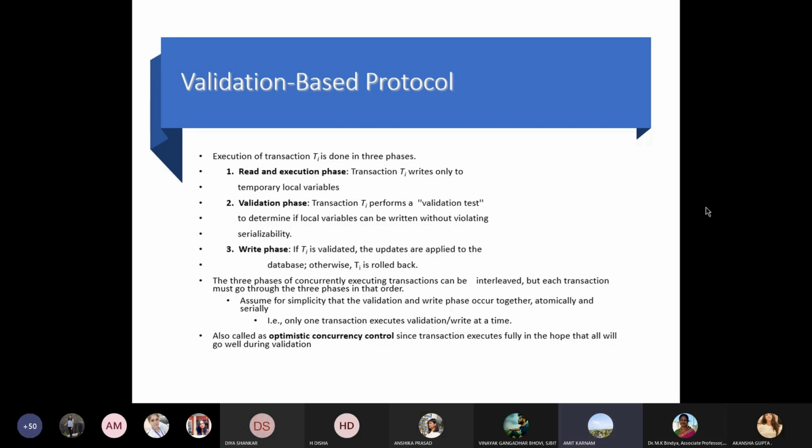On to validation-based protocols. As the name suggests, a validation-based protocol is used to validate data before it is written into the database. It happens in three phases: the read and execution phase, the validation phase, and then the write phase.